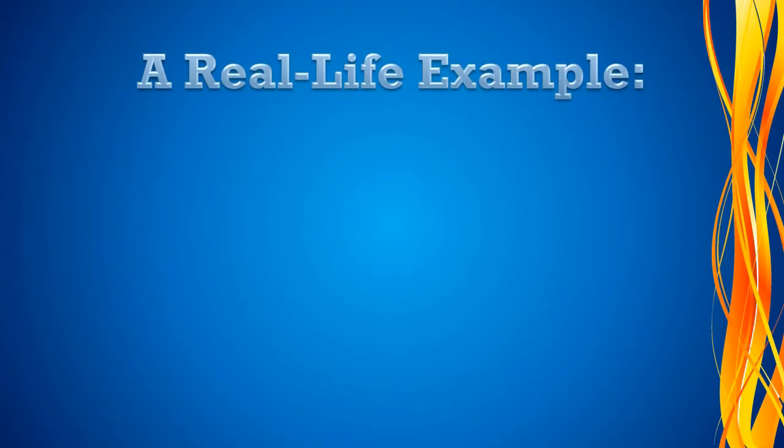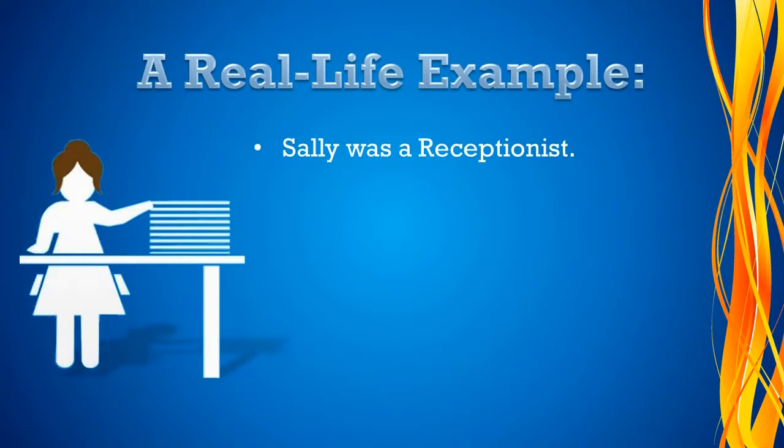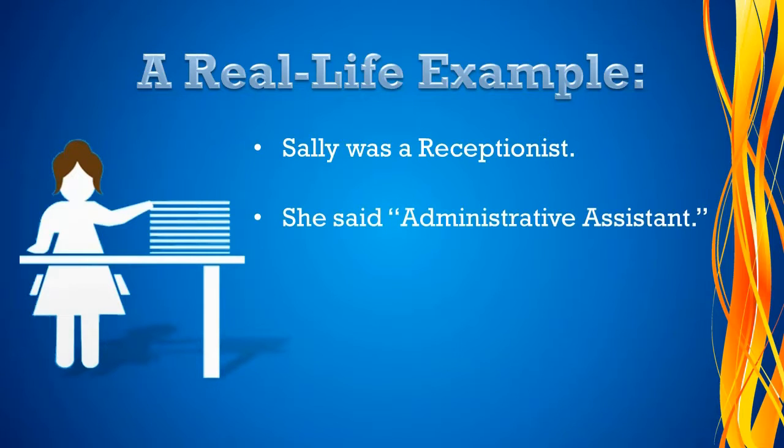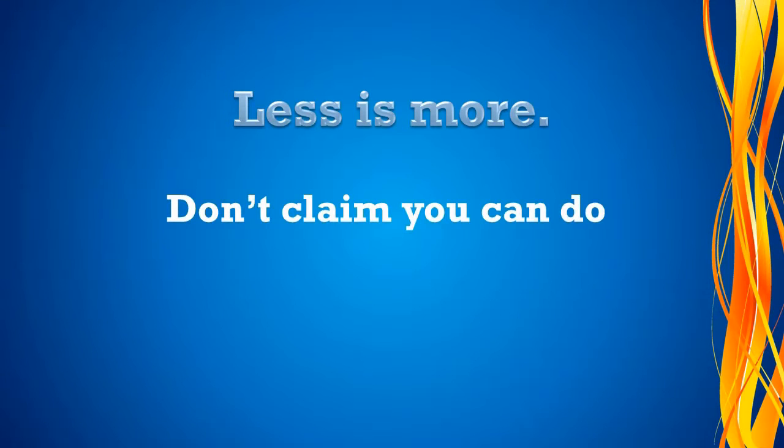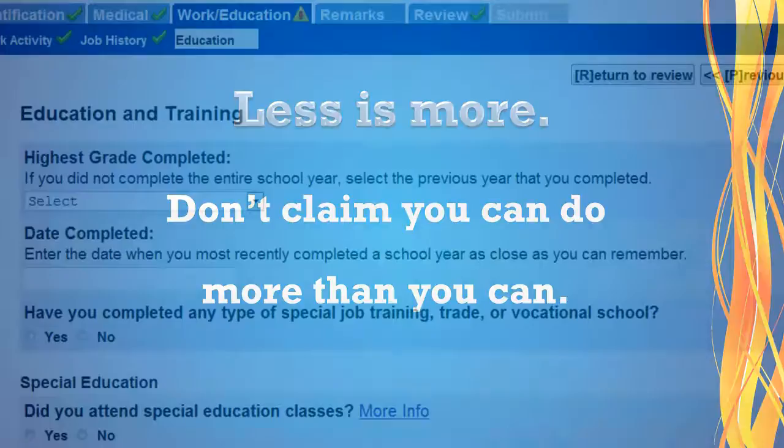Let's take a look at a real-life example. Sally worked as a receptionist and occasionally printed and mailed letters for her boss. Instead of stating in her job history that she was a receptionist, she said she was an administrative assistant. Do you know what happened to Sally? Social Security determined that she had developed skills as an administrative assistant that could transfer to many other jobs, and her claim was denied. Just remember that less is more when describing your work history. Don't claim you can do more than what you really can do.